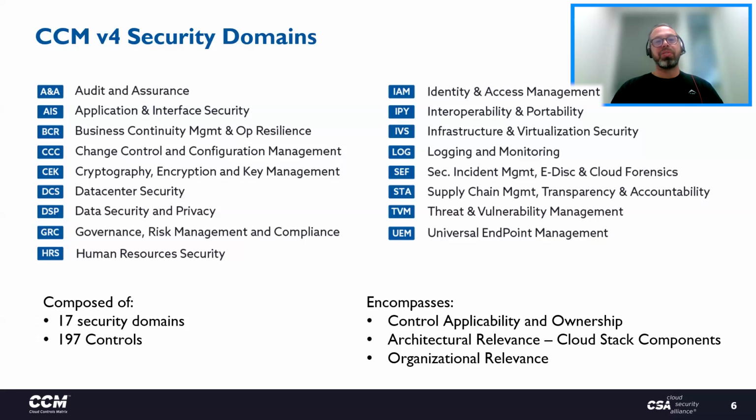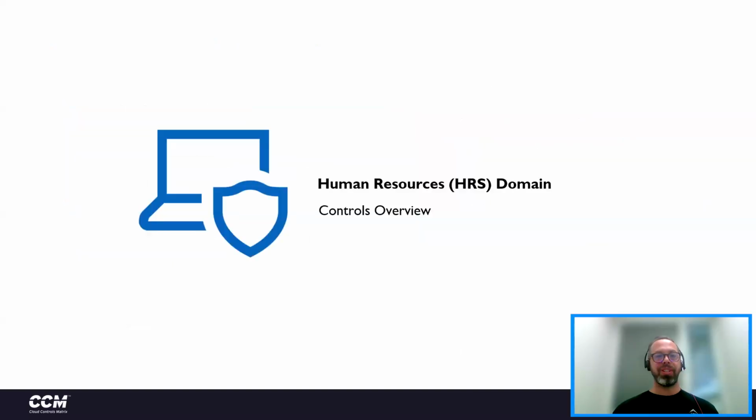The CCM consists of 17 distinct domains and a total of 197 controls. But today we will focus only on the human resources security domain. So let's take a closer look at the HRS domain controls.